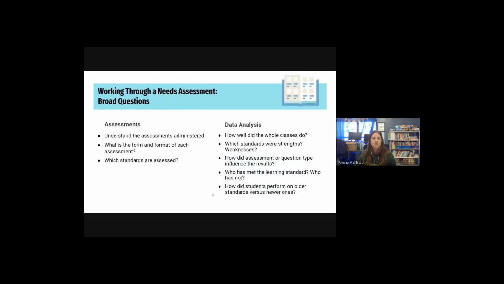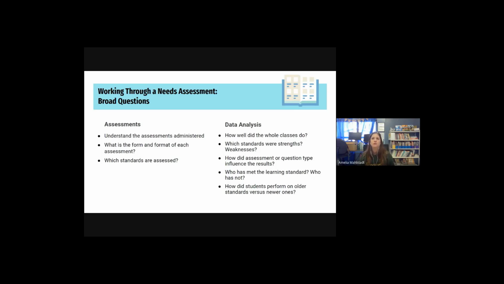So if we're working through a needs assessment, we want to understand the assessments that are administered, the form and format of each assessment, and which standards are assessed. And this is just kind of the broader analysis of it. And then for that data analysis, thinking broadly, working in teams, looking at data, we might think, well, how well did the whole class do? Which standards were strengths or weaknesses, and how did the assessment or question type influence the results? Who has not met the learning standard and who has met it, and how did students perform on older standards versus newer ones? And just this broad overview can give you some teaching points moving forward.